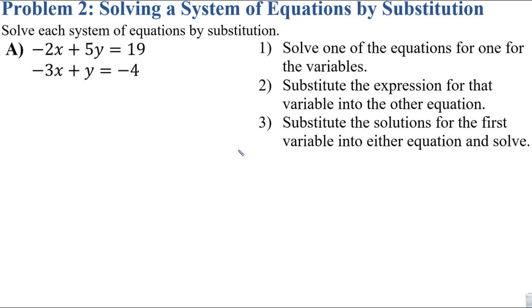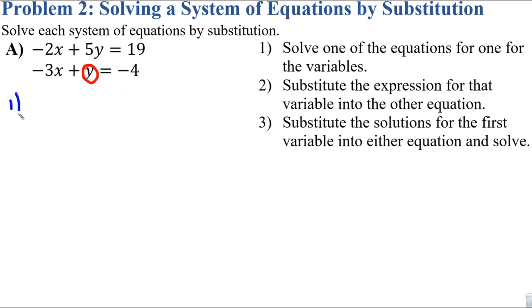Step 1 says solve one of the equations for one of the variables. Now, for step 1, I could pick either of the two equations to start with, and I could solve for either variable, x or y. But I'm going to look for the equation and variable that's going to be easiest to solve with. In this case, that's going to be this y by itself. There's not going to be any division. I'm not going to end up with any ugly fractions. So for my step 1, I'm going to solve the second equation for the y variable.